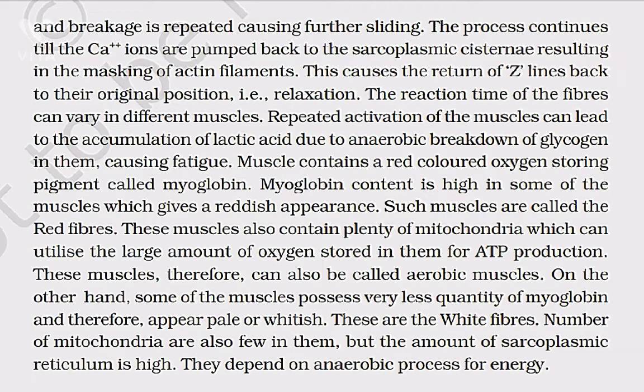These muscles also contain plenty of mitochondria, which can utilize the large amount of oxygen stored in them for ATP production. These muscles, therefore, can also be called aerobic muscles. On the other hand, some of the muscles possess very little myoglobin and therefore appear pale or whitish. These are the white fibers. The number of mitochondria is also few in them, but the amount of sarcoplasmic reticulum is high. They depend on anaerobic process for energy.